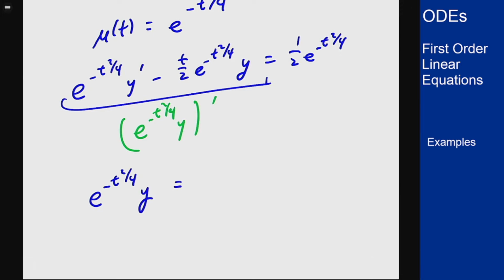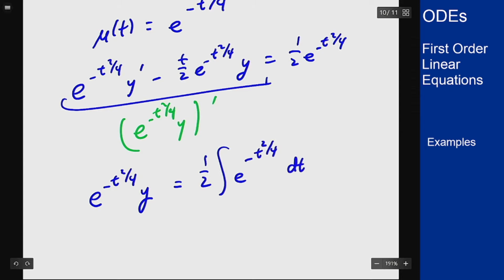And on the right, we're not so happy. So on the right, we're going to see 1/2 the integral of e to the minus t squared over 4 dt. And that makes me unhappy. Why is that? You might recognize this as one of the integrals that we know we cannot evaluate explicitly using normal techniques, or really at all.